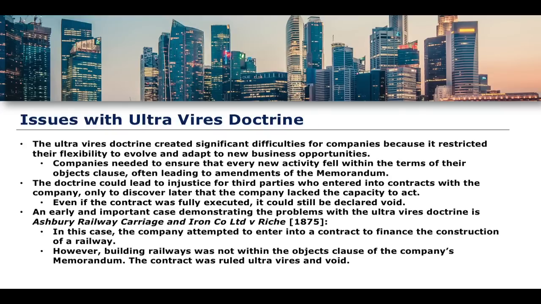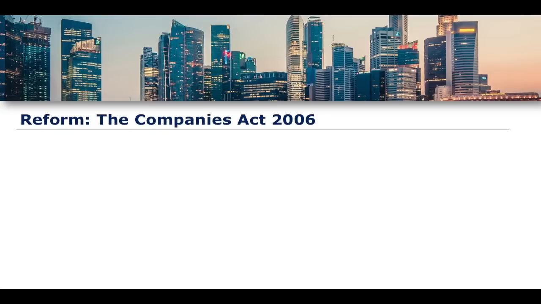And this obviously led to a significant injustice, given that everybody in this company wanted to construct a new railway. The people they contracted with wanted them to construct a new railway, but it was found that they could not construct a new railway because of this particular ultra vires doctrine, this quite rigid ultra vires doctrine.